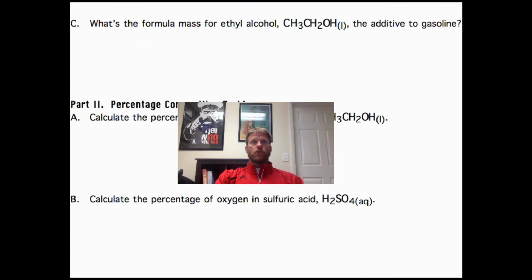Now it is time for you to try an example on your own. Determine the formula mass for ethyl alcohol. Try to use the periodic table this time instead of the list of atomic masses. Pause the video and give the problem a try. When you have an answer, push play to check your work.